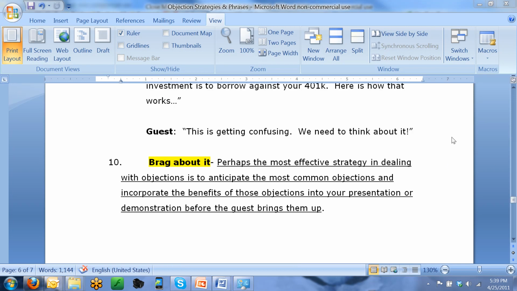When you hear an objection that happens over and over again, probably the most effective strategy is to brag about it. And that is, if you know it's going to come up, figure out what the positives are about that objection and bring it up before your guest brings up the negative part of it. So you brag about it.